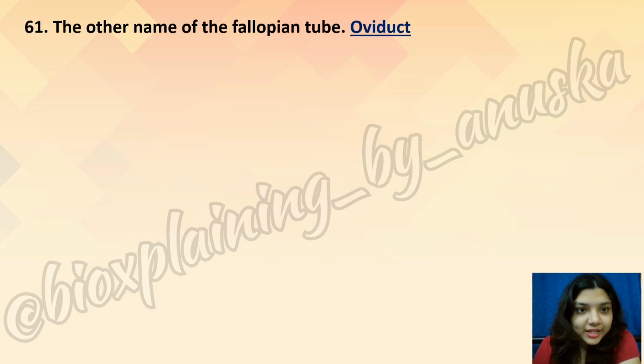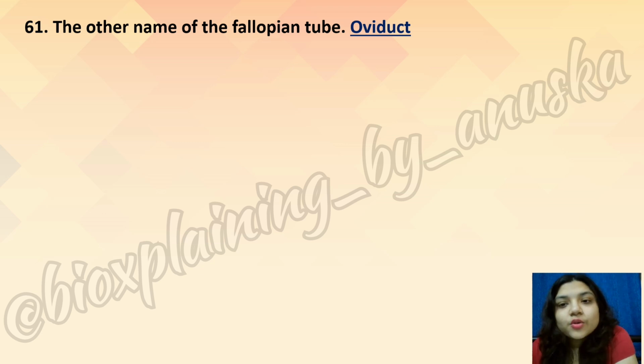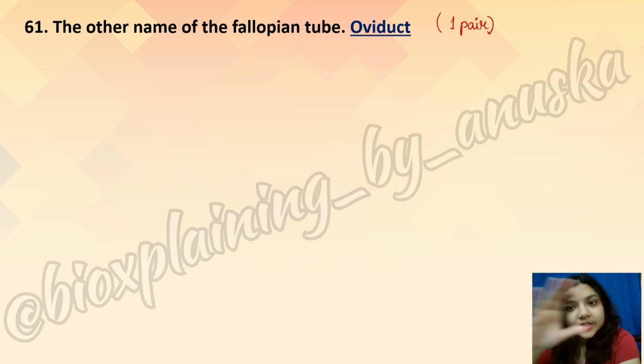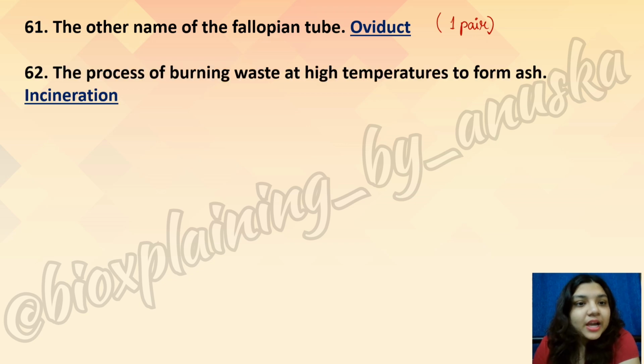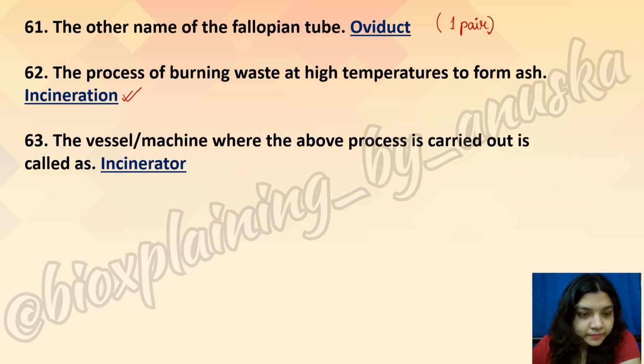Okay, let's check. Other name of the fallopian tube, it is the oviduct. So how many fallopian tubes are present? We have one pair of fallopian tubes, each running from each of the ovaries to the uterus. The process of burning waste at high temperature to form ash is known as incineration. The vessel or machine where the above process is carried out, incinerator. That is, incineration occurs in the machine known as incinerator.